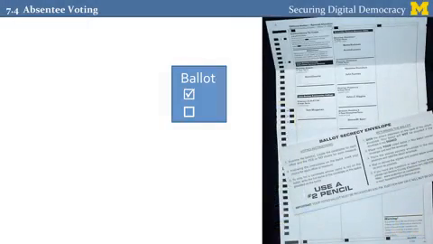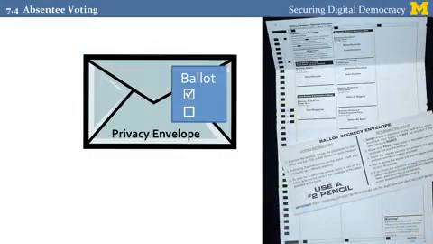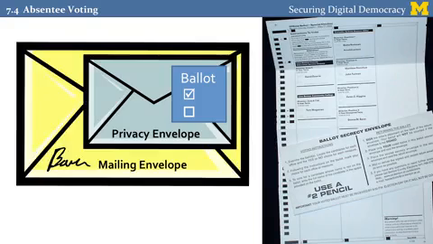So the voter fills out their ballot at home after receiving it in the mail, and it comes with a set of two nested envelopes. The ballot goes directly into an inner privacy envelope. And then that privacy envelope is sealed and put into an outer mailing envelope that's addressed to the election officials and is signed by the voter.